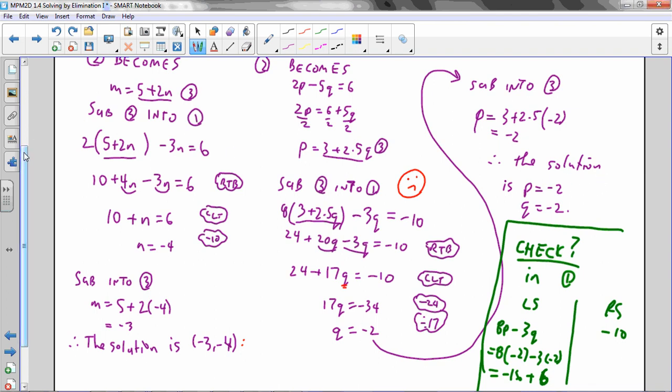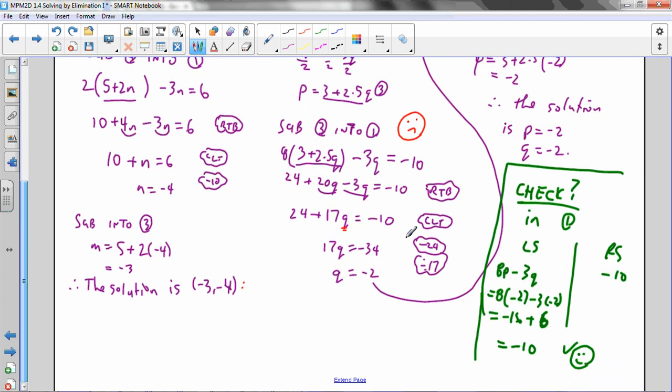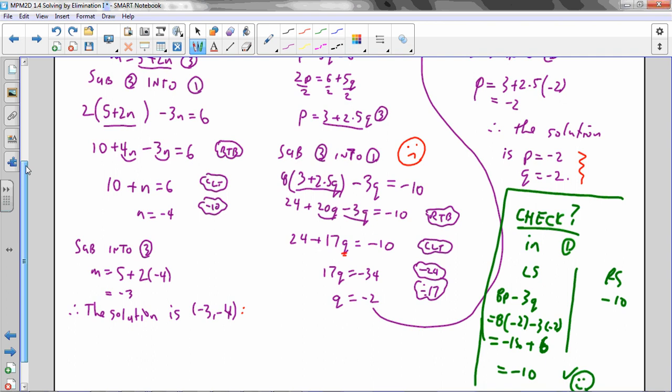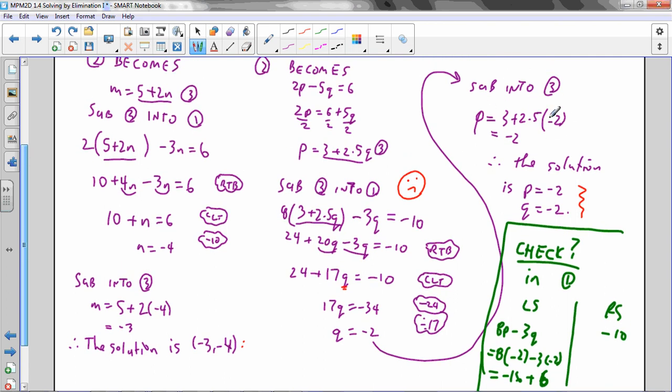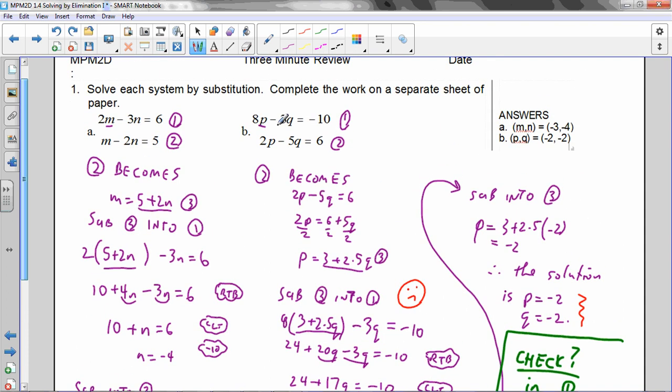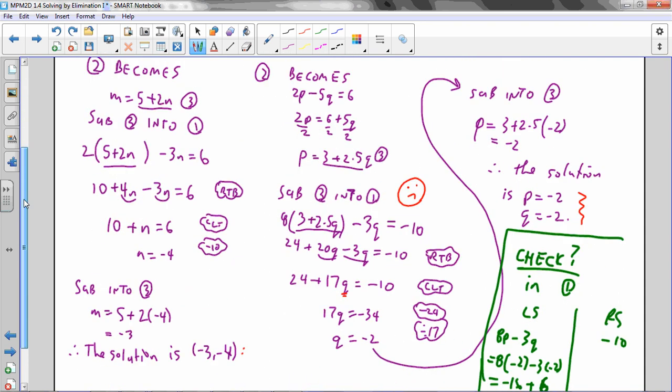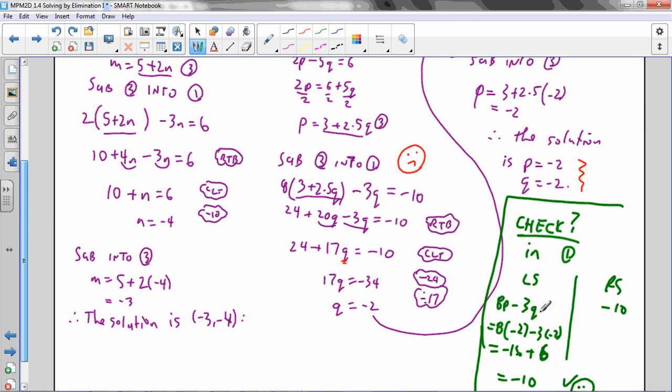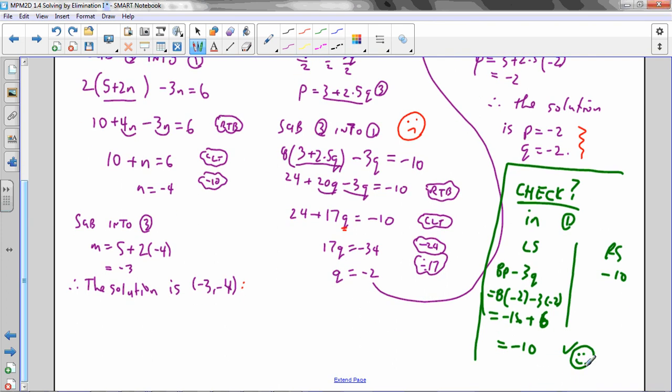A reminder, and we don't do this every time, but this is going to be a good thing to remember on the test, and I will ask you to do this once or maybe twice on a test as a formal check. What we'll do is take our solution and substitute into the other equation that we used. Like we used equation 2 here to get the value of p and q, so we'll substitute into 1 to see if it works out. For equation 1, the left side was 8p minus 3q, the right side was -10, and when I substitute in my potential solution, it works out, and then there's a happy face.